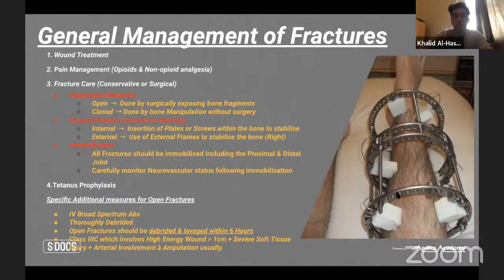lavaged within 6 hours. Class 3C, as mentioned prior in the Gustilo and Anderson classification, where there is arterial involvement, usually needs an amputation if not managed correctly soon. It usually involves input from vascular surgeons prior to orthopedics.